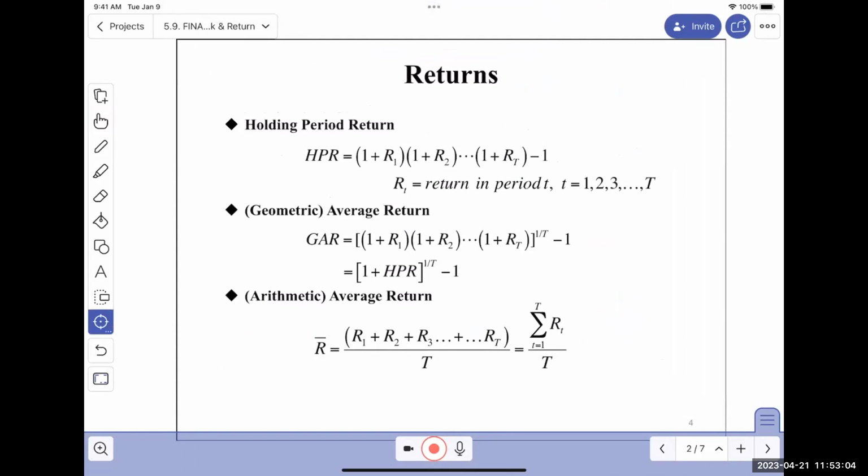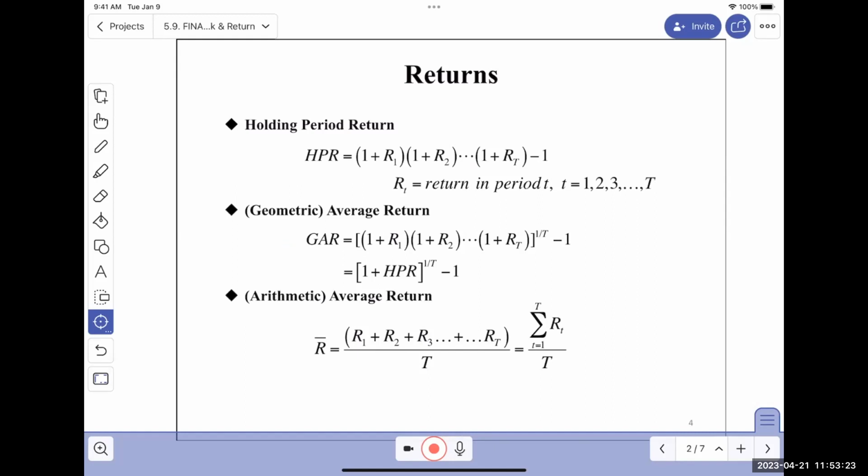The holding period return, so this should look familiar. This feels like compounding, right? This is what it looks like. It's just like compounding. But the interest rate is different every period, or the return is different. But it's like a compounding minus the 1, taking off, because we want the return per dollar invested. So we take off the 1.